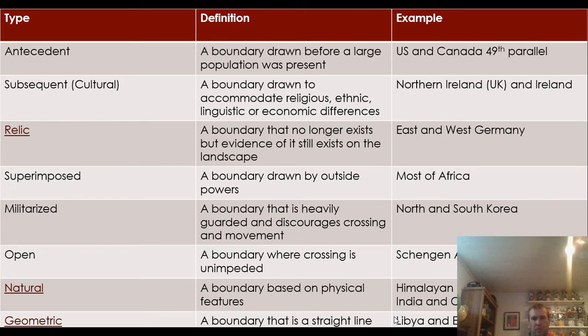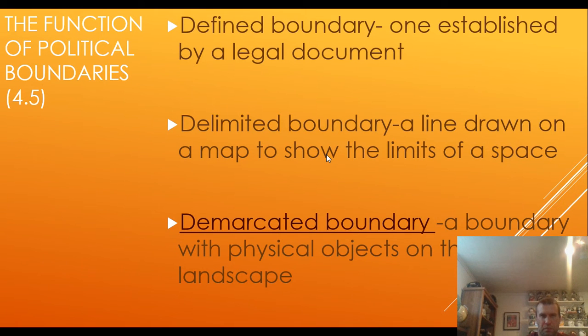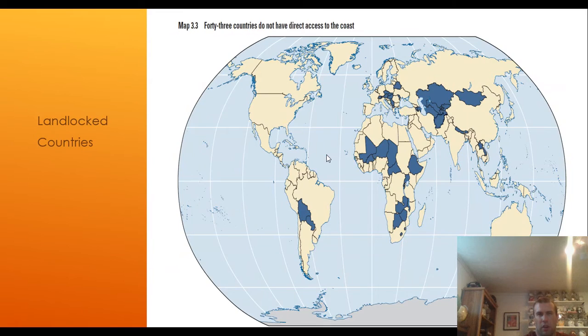A natural border is based on physical features. We already talked about one between Chile and Argentina, but there are many others out there. And geometric is one, a straight line. And by the way, you could be both. So like the border between Libya and Egypt is also a superimposed boundary. Okay. So 4.4 and 4.5 do kind of run together here, so we are going to keep going.